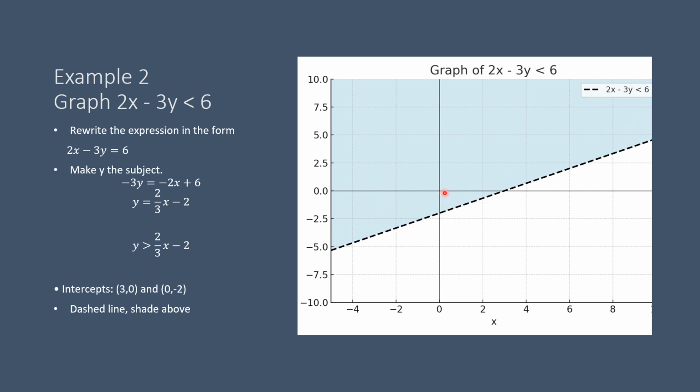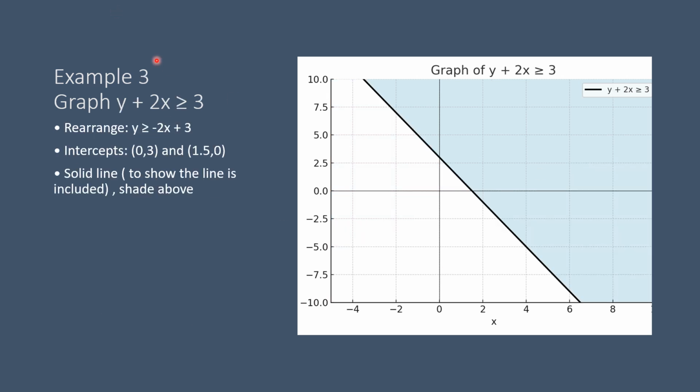Good. So you can also do the testing by using the point 0, 0, and substituting it. When you do that, you get 0, and 0 is less than 6. It means that the point above the line satisfies the inequality. So example 2 is very clear and understandable.